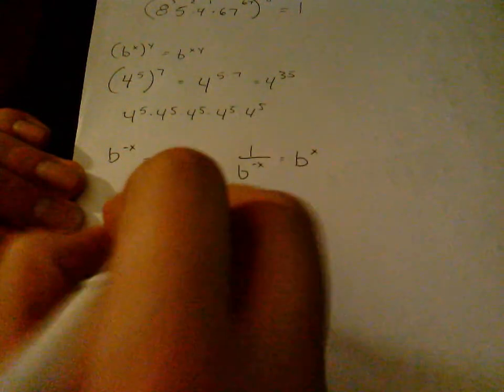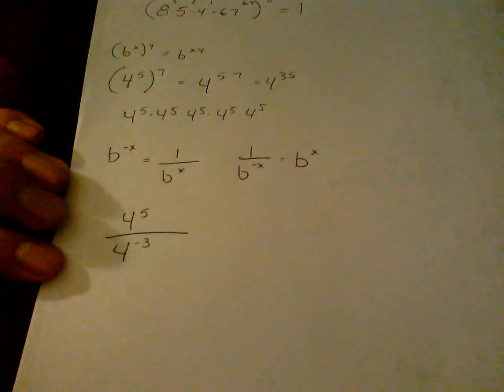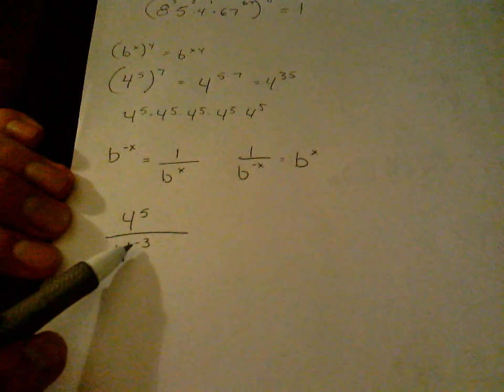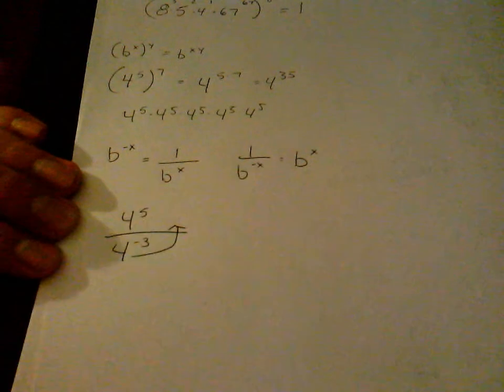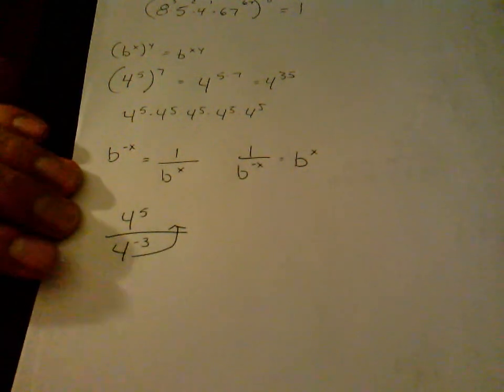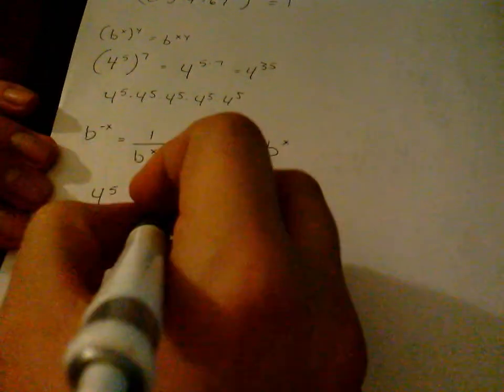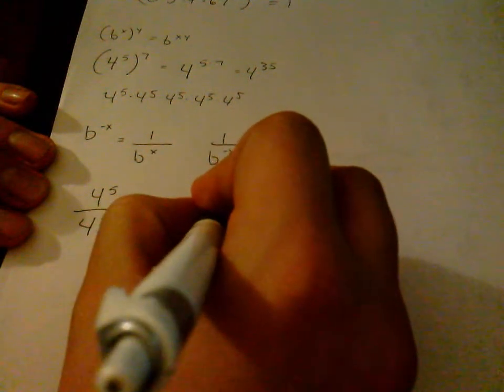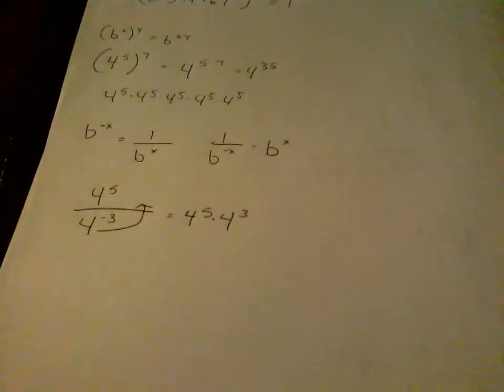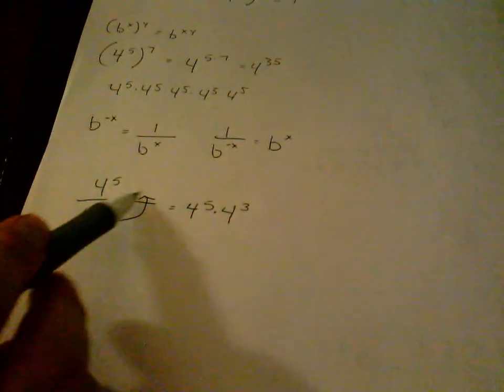So if I had 4 to the 5th power divided by 4 to the negative 3rd power, this is on the bottom and it has a negative exponent. So this is what happens. You bring it up. So instead of 4 to the negative 3rd power, you get 4 to the 5th times 4 to the 3rd. So this went to the top and became positive.